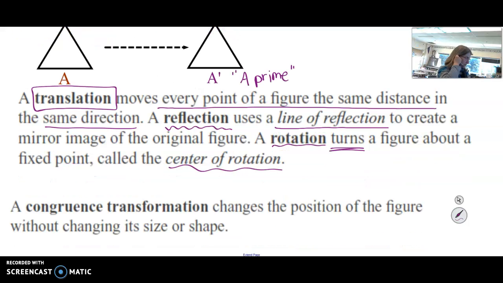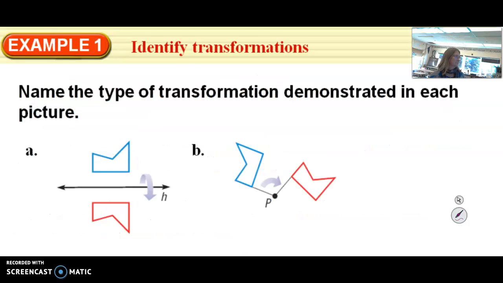A congruent transformation changes the position of the figure without changing its size or shape. So the resulting image will be exactly the same size and exactly the same shape.